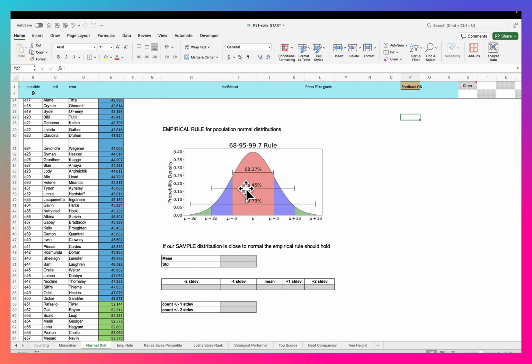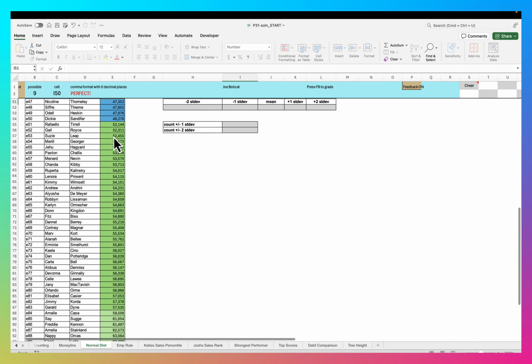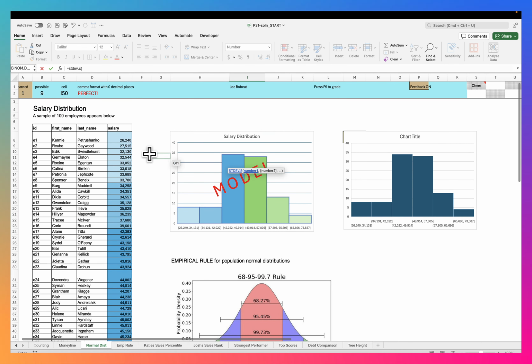So this turns out to be really useful, especially when we're doing hypothesis testing later on, to see if something was likely to happen. If something's way out here in the tail, then it was probably unlikely that it would have happened by chance. Okay, so if our sample distribution is close to normal, the empirical rule should hold. So let's see if this is true. So let's look at the actual average for our data. And let's look at the actual standard deviation for our data. And ours is a .s because it's sample, not population data.